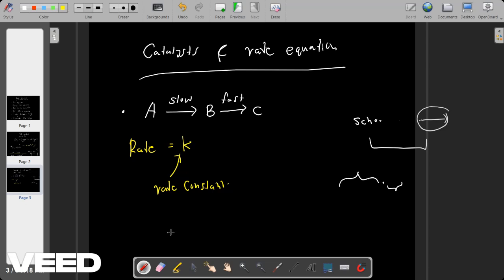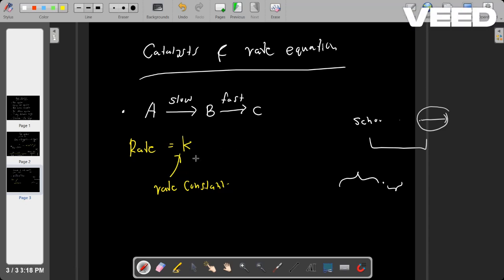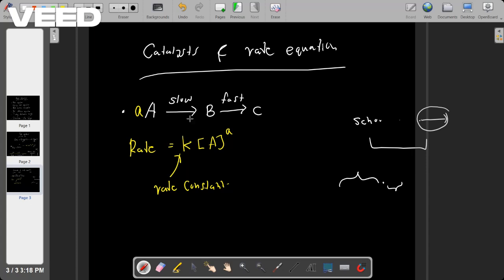K means rate constant. In the rate equation you have only the reactants in the slow step. Let's say the stoichiometric value is A; the slow step stoichiometric value is coming as the order. Slow step stoichiometric value, right? Not the fast step. The slow step stoichiometric value is equal to the order.